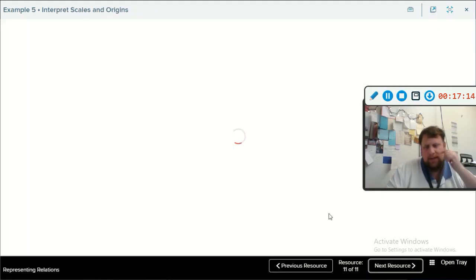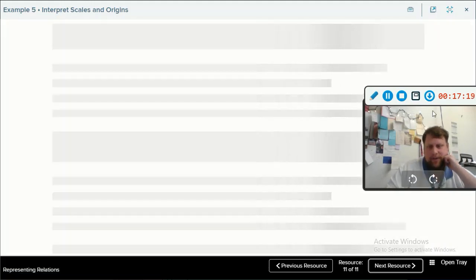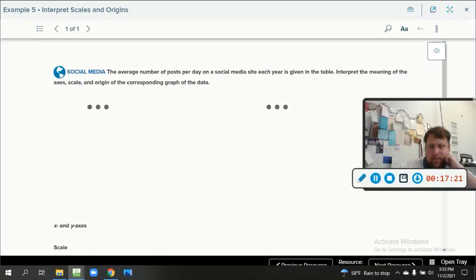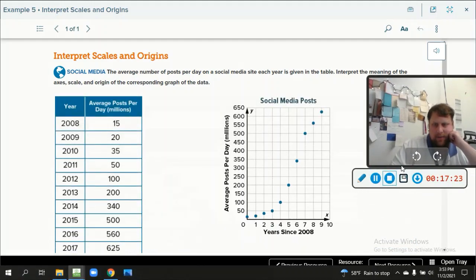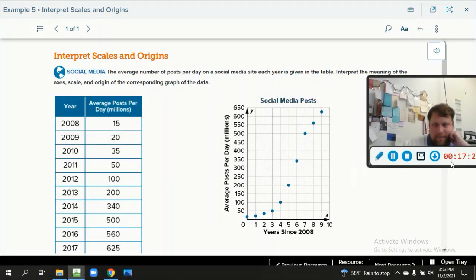And let's go next. So our last deal, we're going to combine these 3 skills. Pardon, my voice is raspy today. I'm not totally sure why. It says the average number of posts per day on a social media site each year is given in the table. Interpret the meaning of the axes, scale, and origin of the corresponding graph of the data.